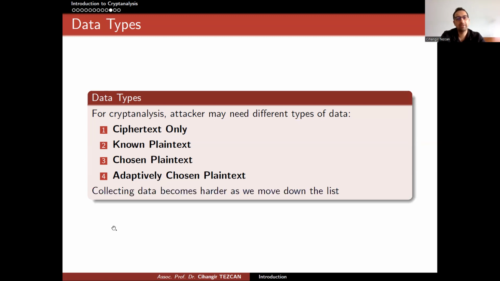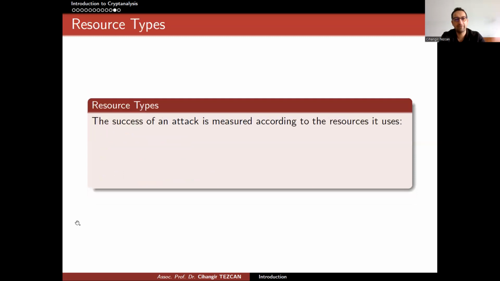As you can see, collecting data becomes harder as we move down the list. But they are still meaningful in some scenarios, because sometimes you can capture the device, so you can have free access by giving input and obtaining the output. In those kinds of scenarios, you can perform all of these attacks, of course, if there is a weakness in the cipher. Another thing that cryptanalysis needs is resources.